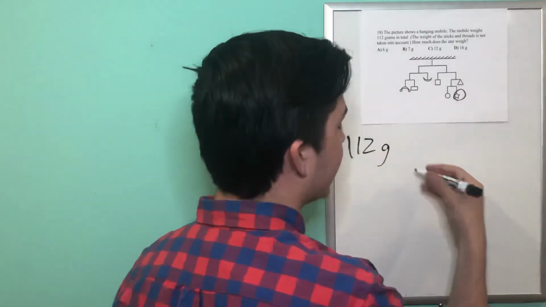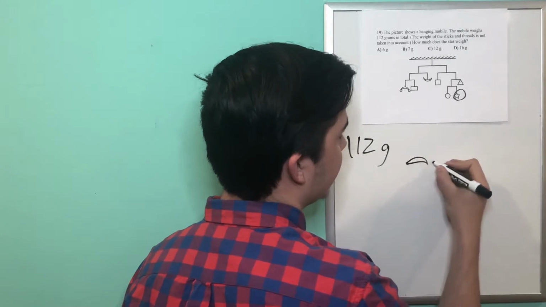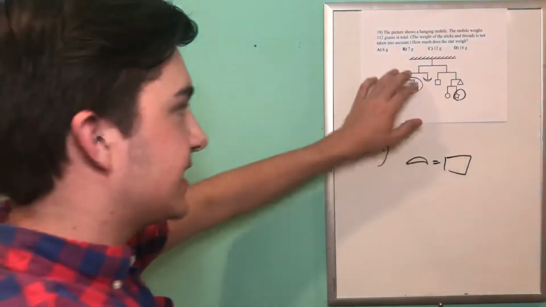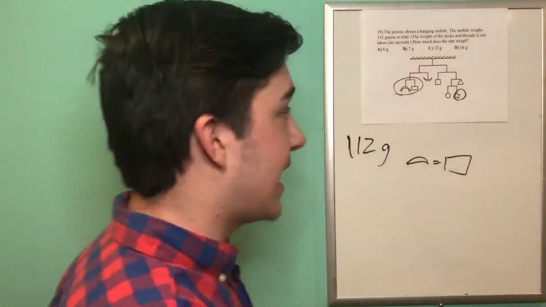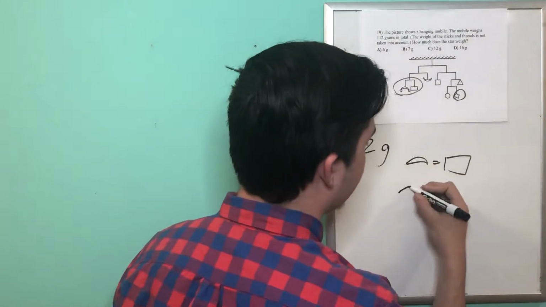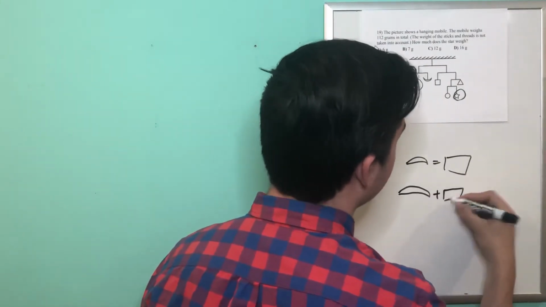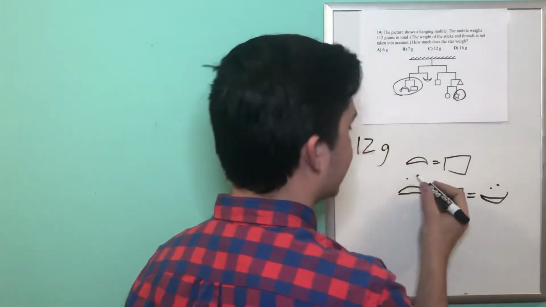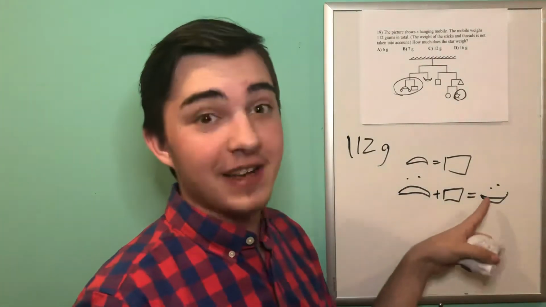So that means we know that this is equal to this, right? Just by looking at this. But now this together is balanced with that. So that means these two together is equal to that, right? So now we have this upside down plus the rectangle is equal to the happy face. And that's a sad face. You see, if you give a sad face a rectangle, you get a happy face.